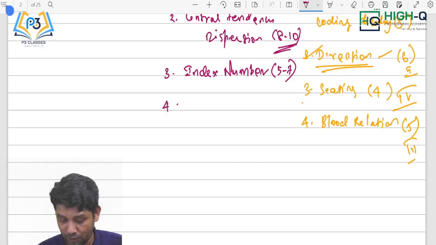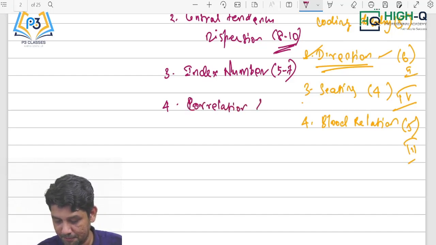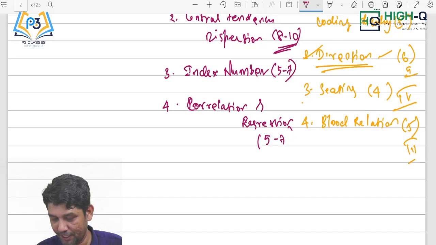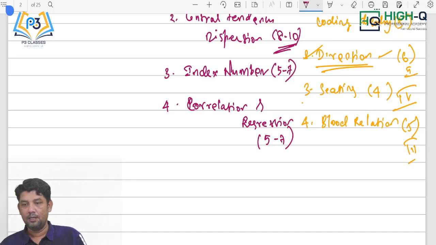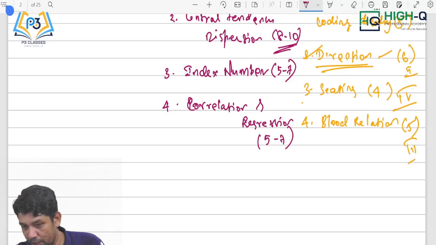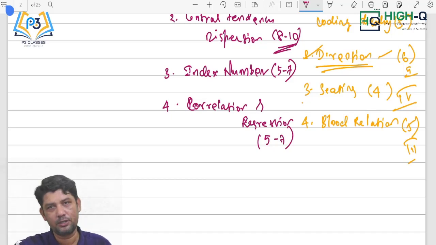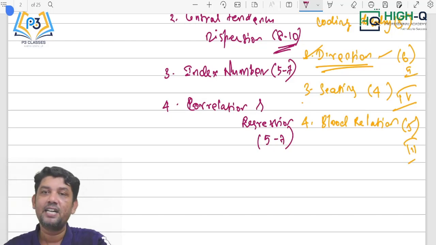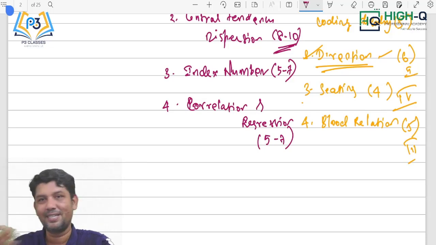Fourth importance we have to give to such a fantastic topic, my dear. Again, 5 to 7 marks. Theory or practicals in the question? Practical questions are mostly coming from this topic. Hardly, out of 6 questions, 2 questions may be theory. The remaining 4 or 5 questions are all practical. Correlation, regression, 98% practical questions. Only 2% theory questions are expected.